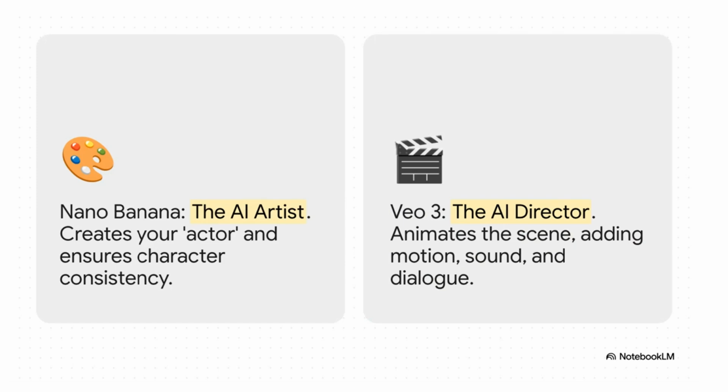Here's the easiest way to think about it. The image model is your AI artist. You use it to create that perfect high-fidelity image of your character, locking in exactly what they look like. Then the video model swoops in as your AI director, and it takes that static image and just breathes life into it with motion, cool camera moves, and even sound.